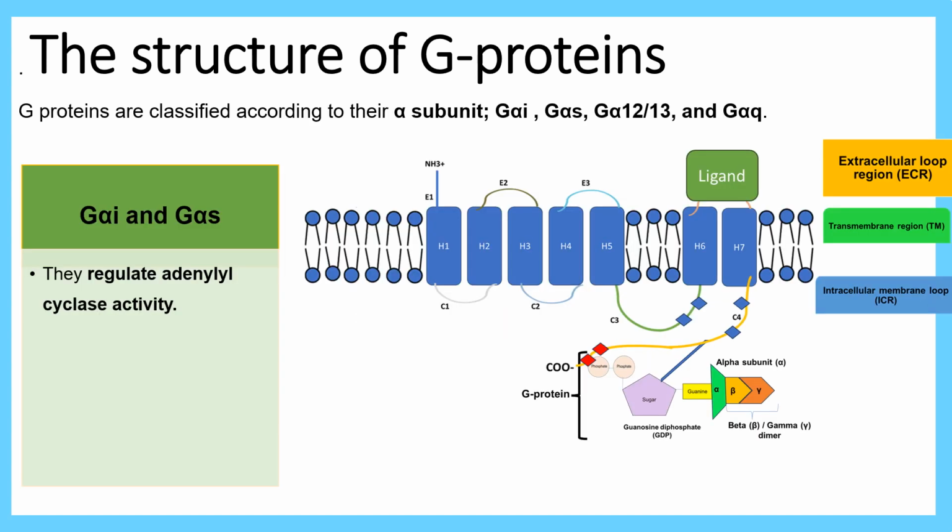And they also are classified based on the alpha subunits. So you have a G protein, but you have different types of G proteins. You have G alpha i and G alpha s, G alpha 12/13, and you also have G alpha q/11. And G alpha i and G alpha s regulate adenyl cyclase activity.